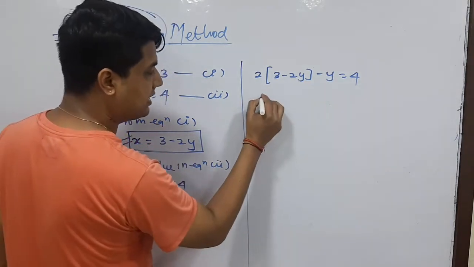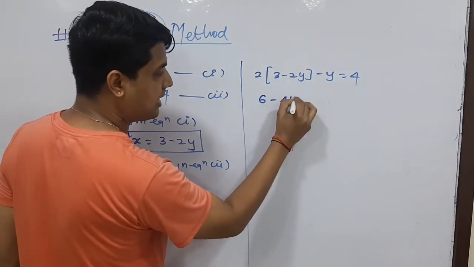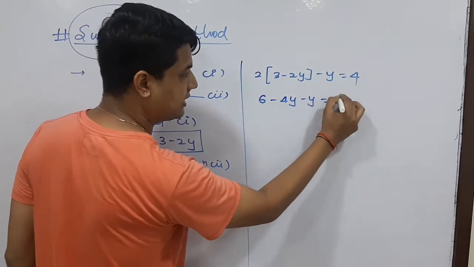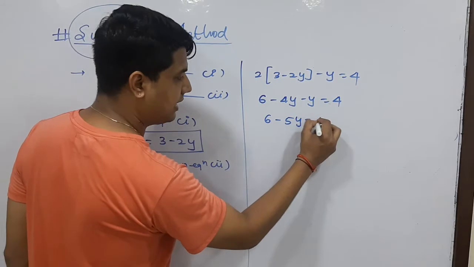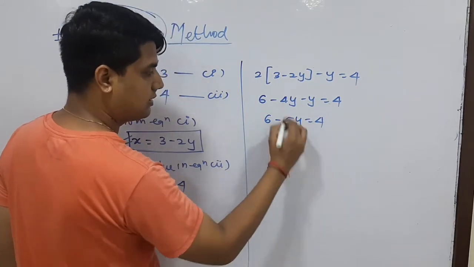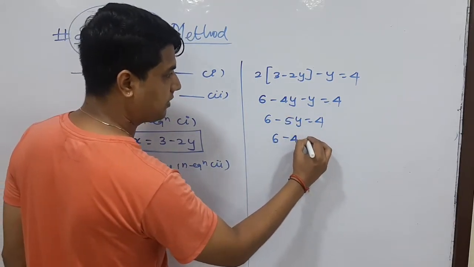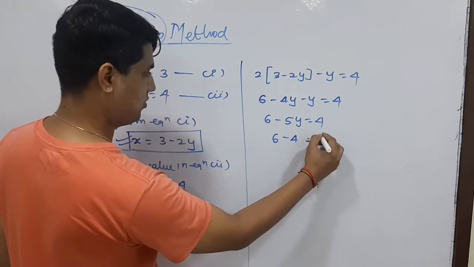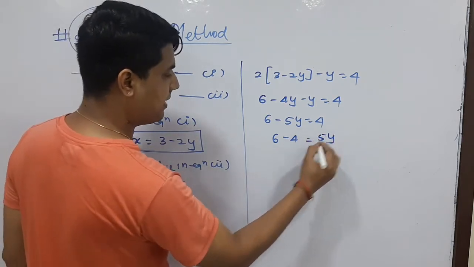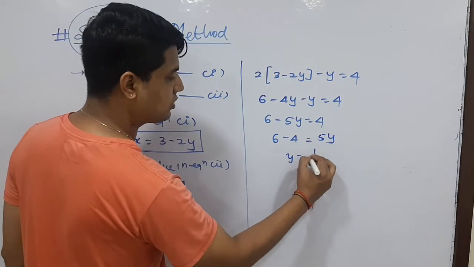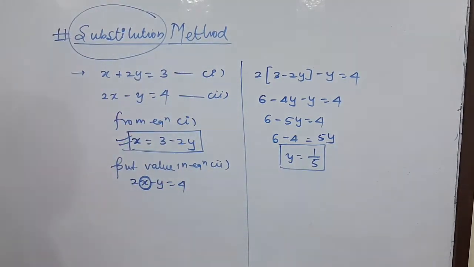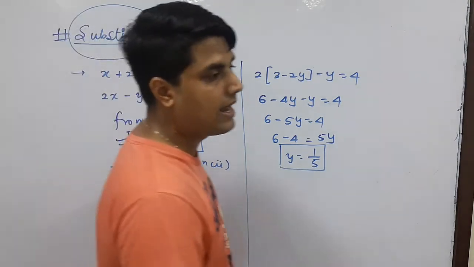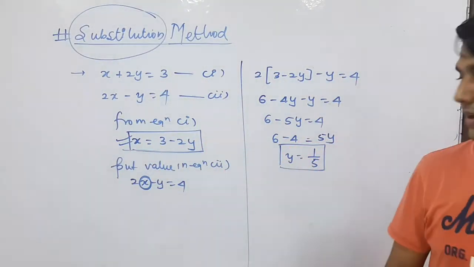Now let's simplify this. 3 twos are 6, minus 4y, minus y is equal to 4. 6 minus 5y is equal to 4. 6 minus 4 is equal to 5y. So y is equal to 1 upon 5. From here we got the value of y, that is 1 upon 5.